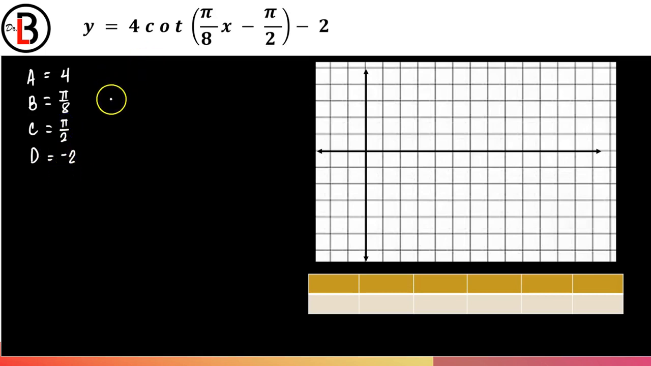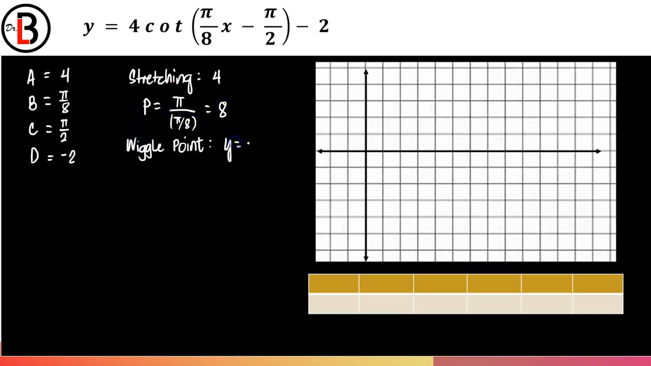So in this case, the stretching is basically 4. The period is 2 pi over B, which is 2 pi over pi over 8. This is simply 16. The wiggle point is y is negative 2. So basically, this is your vertical shifting. That's 2 units downwards. If I ask for the phase shifting, it's C over B. So it's going to be pi over 2 over pi over 8. Phase shifting is actually 4 units going to the right.